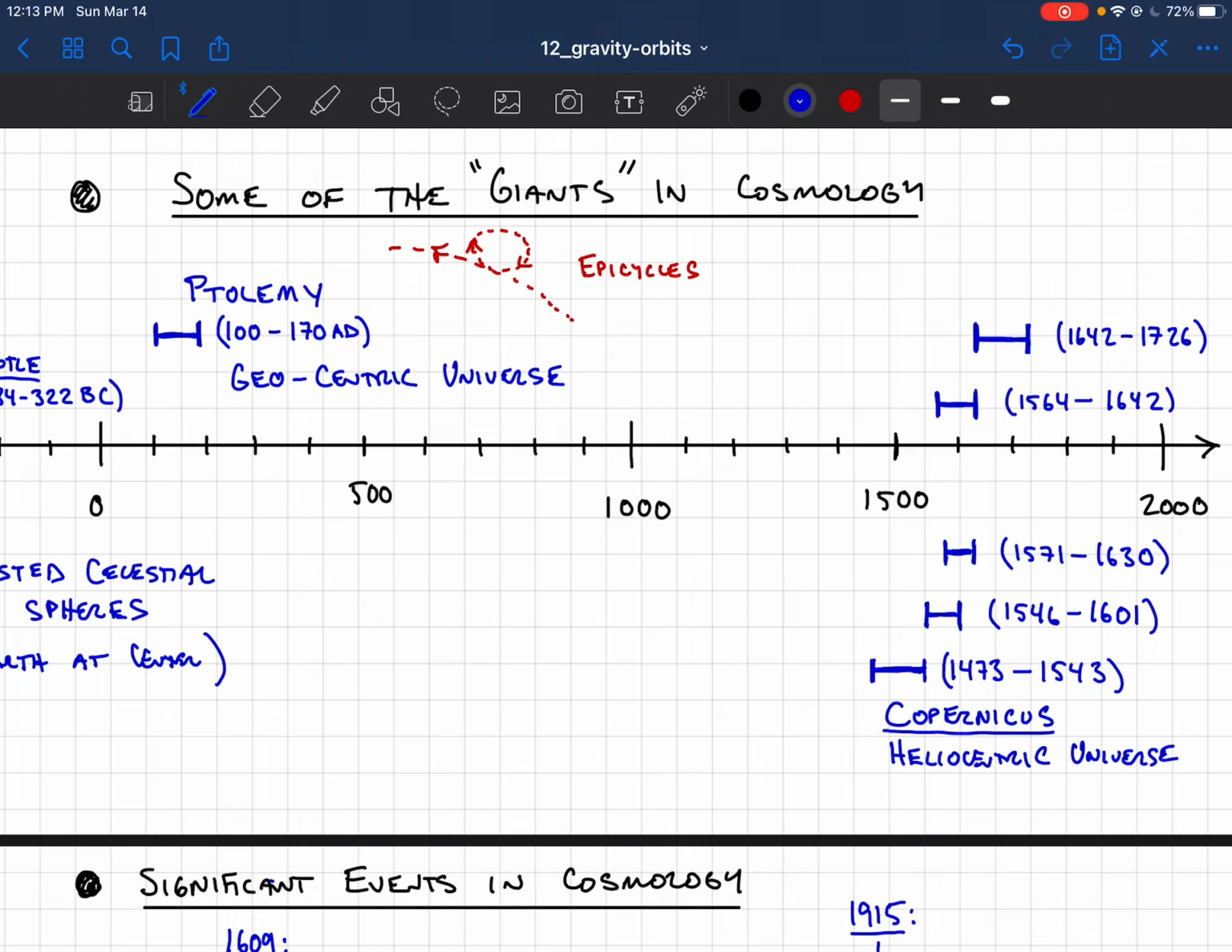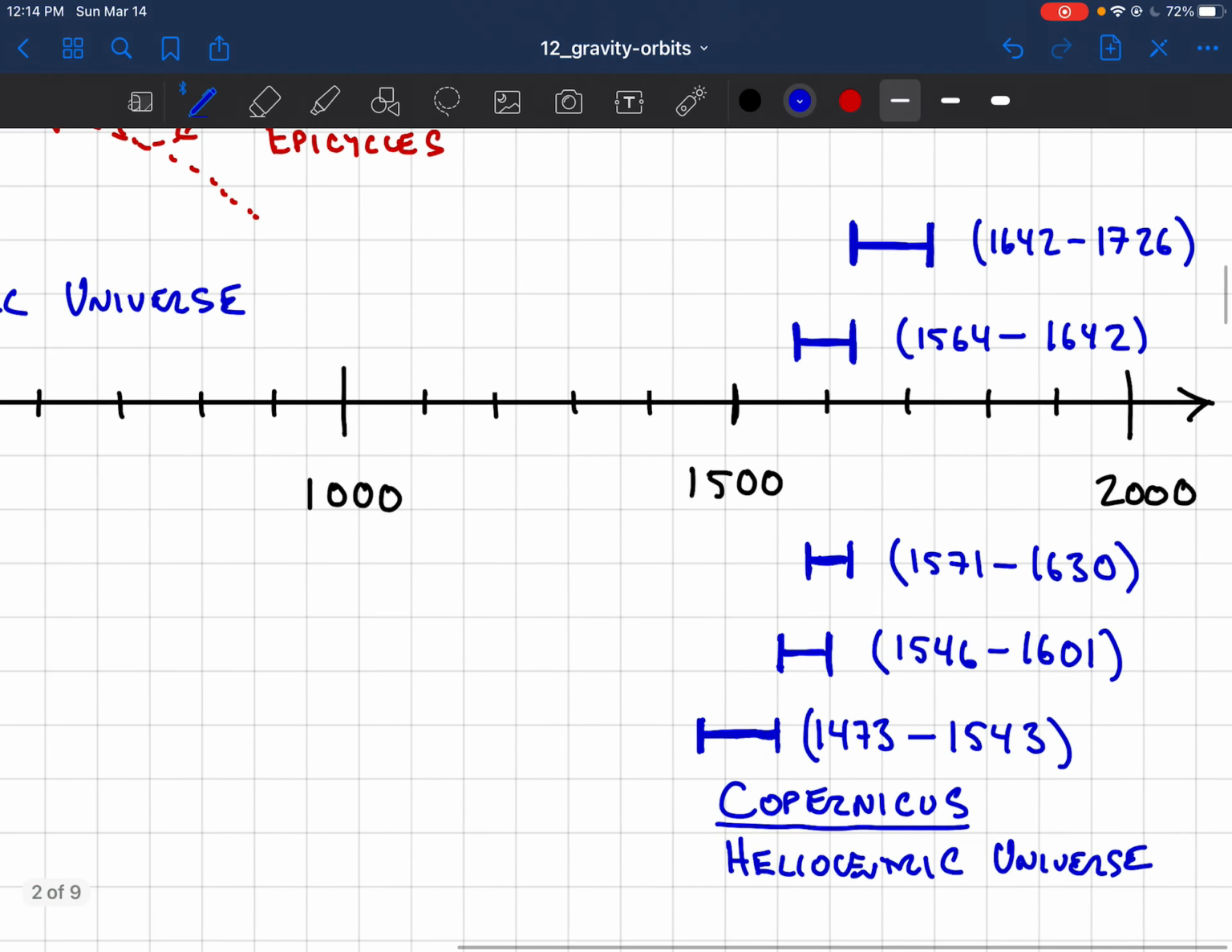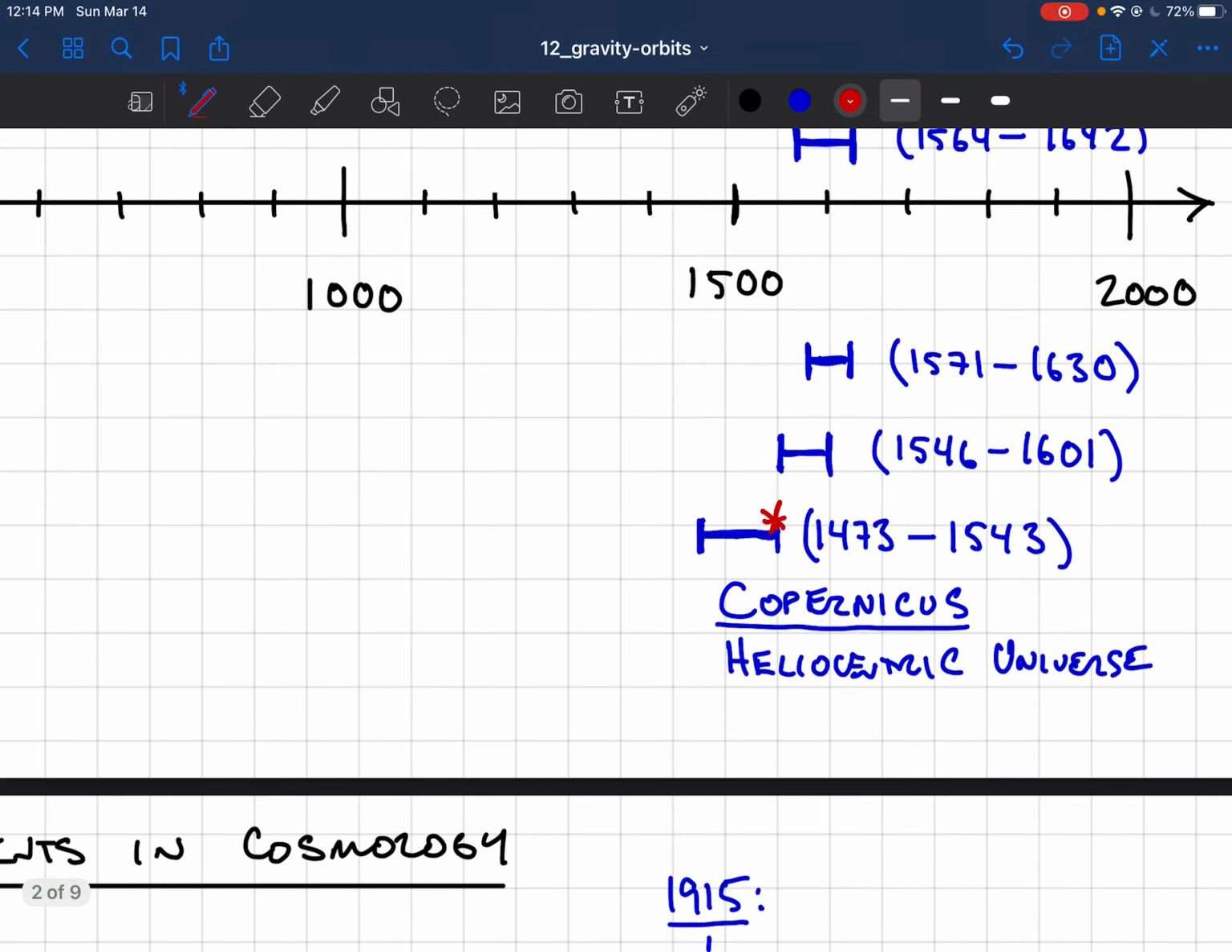Aristotle's idea of the Earth being at the center had been adopted by the Church, and so Copernicus basically kept his ideas hidden up until his death. So the publication of his book, which had an interesting name, it was called On the Motion of the Heavenly Spheres, or something like that.